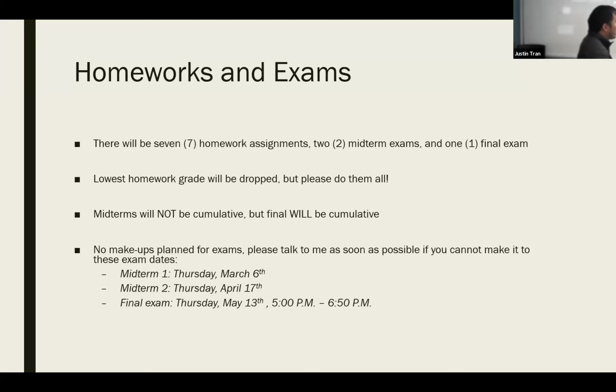Okay, between the 2 midterm exams, the midterms are not cumulative. We'll have midterm 1 approximately in week 7, and that will cover the first 6 weeks of the course. Midterm 2 is approximately week 13, and that will cover the previous 6 weeks. So neither midterm is cumulative, but the final will be cumulative.